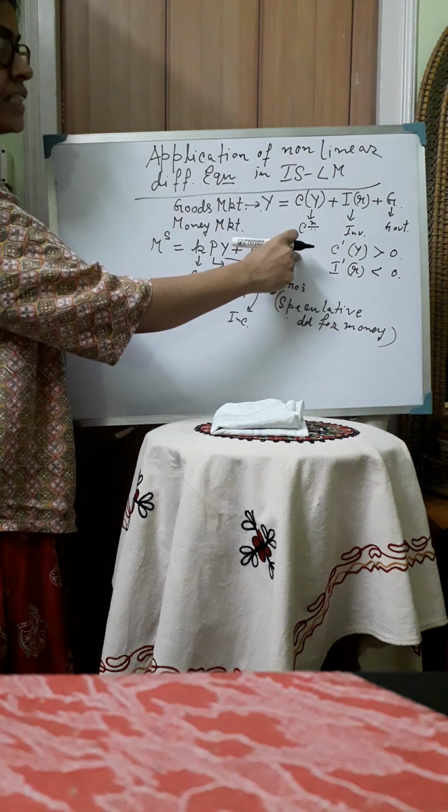So in the goods market Y changes over time, so we can write Y dot here, which is a function of excess demand for goods. Now what is excess demand for goods? Excess demand for goods is the difference between aggregate demand and the aggregate supply. So CY plus I(R) plus G is the aggregate demand and aggregate supply is Y. So minus Y. So this is the excess demand for goods, and Y dot, which is dY/dt, is a function of this excess demand for goods.